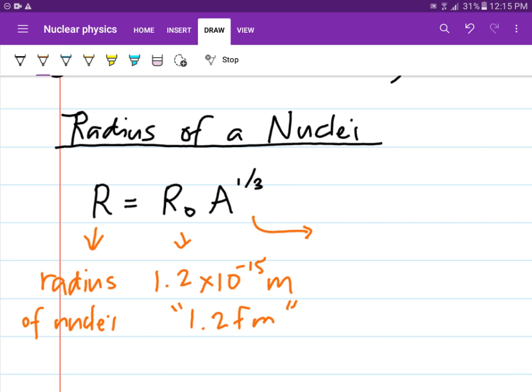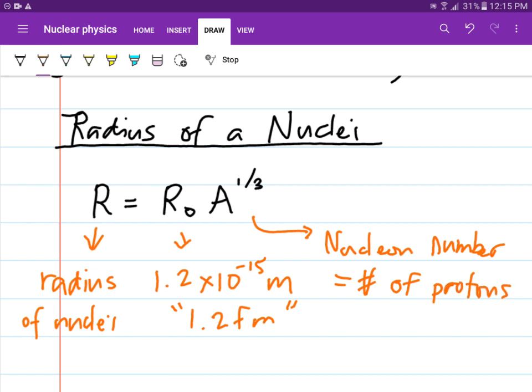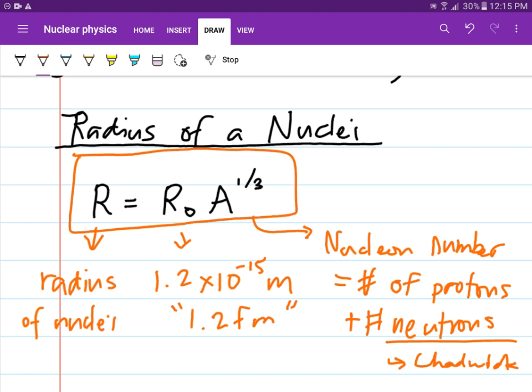A is the nucleon number, which is equal to the number of protons, which Rutherford named afterwards protons, plus the number of neutrons. The discovery of neutrons was later established by Chadwick, but we will not go into deeper detail on this discovery. So this formula will determine the radius of the nuclei given the number of protons and neutrons inside the atom.